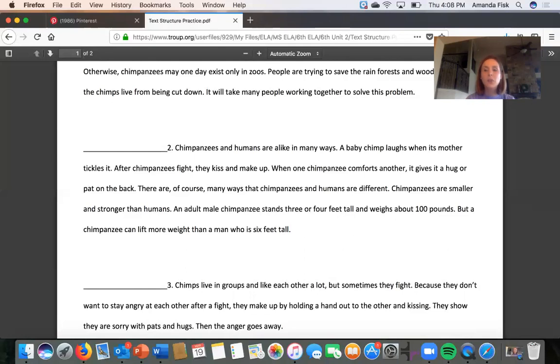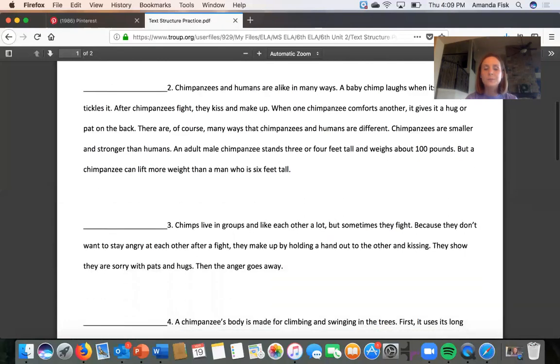Is this an example of cause and effect, where I have why something happens and what happens? Is this sequencing or putting things in order? Or is this description, giving me the characteristics or details about something? If you said compare and contrast, you're correct. Compare and contrast because we're looking at two specific things and we're seeing how they're alike and how they're different.